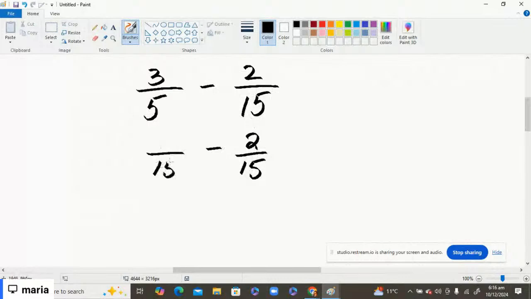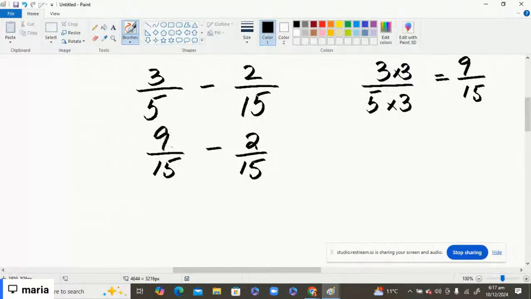So how is it possible? It is possible only when 3 by 5 is multiplied and divided with the same number. 5 times which number is 15? 5 times 3 is 15. Multiply and divide both the numbers with 3. 3 times 3 is 9. 5 times 3 is 15. So it's 9 over 15.